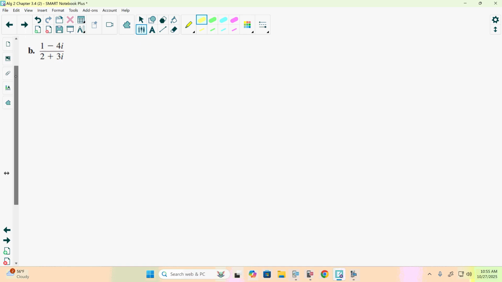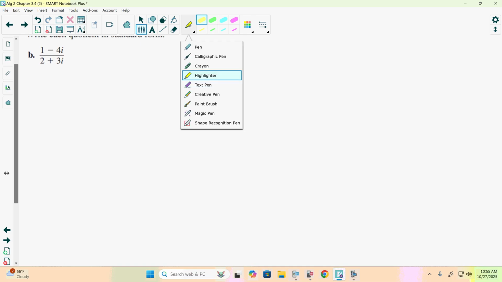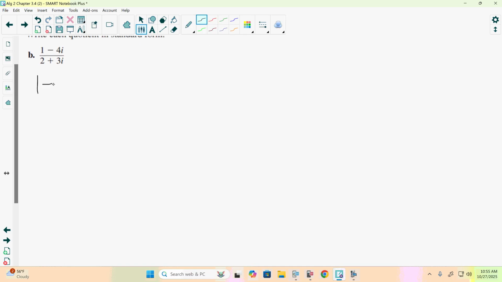Let's look at another one. 1 minus 4i over 2 plus 3i. I'm going to write a little bit bigger. And again, we're going to multiply this fraction by the complex conjugate of the denominator. Now the denominator, the bottom of this fraction is 2 plus 3i. So its complex conjugate would be what? 2 minus 3i. So we have to multiply the top and bottom of this fraction by 2 minus 3i.